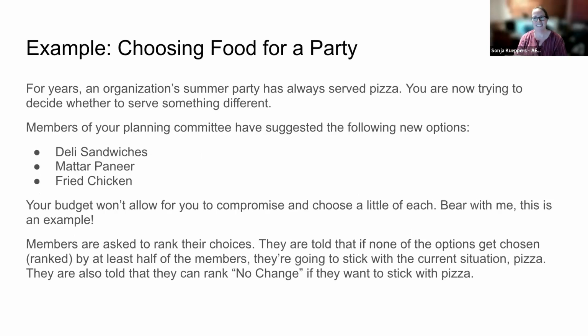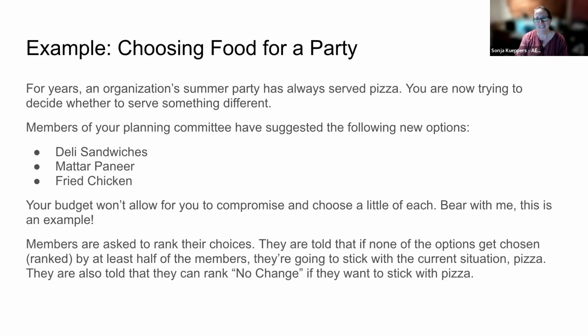Okay, here's an example. We're going to choose food for a party. So here's your scenario. For years, an organization's summer party has always served pizza, and you're now trying to decide whether to serve something different this year. The members of your planning committee suggested some new options. They thought, well, we could have deli sandwiches, or we could have mutter paneer, or we could have fried chicken.